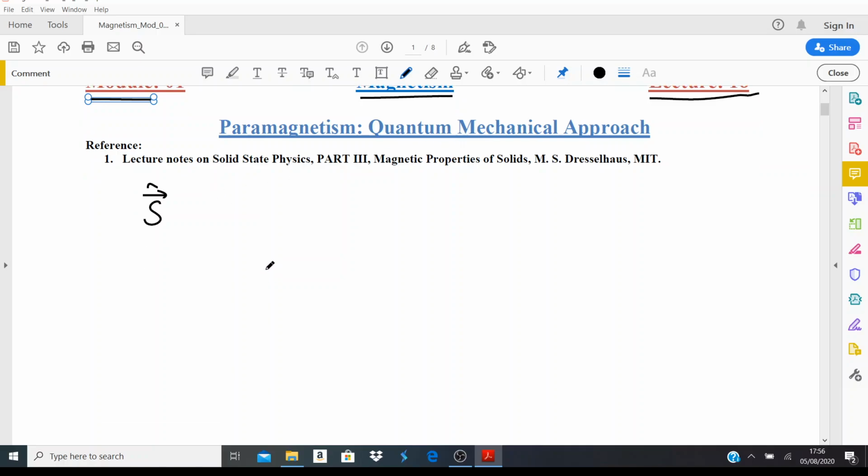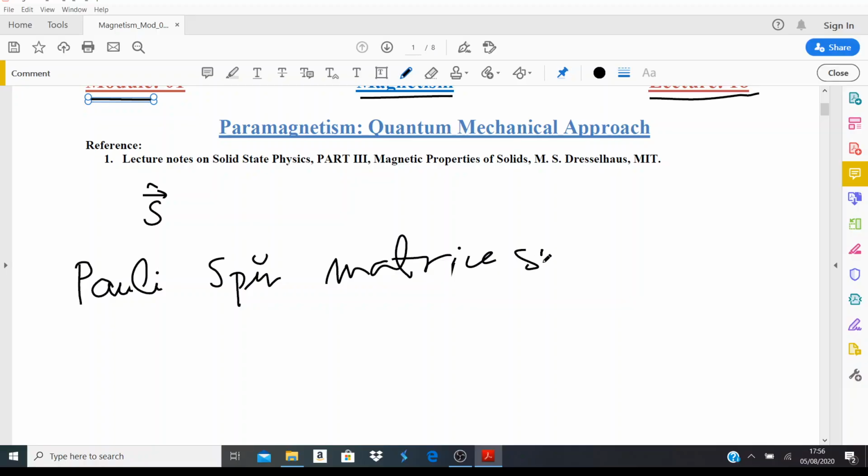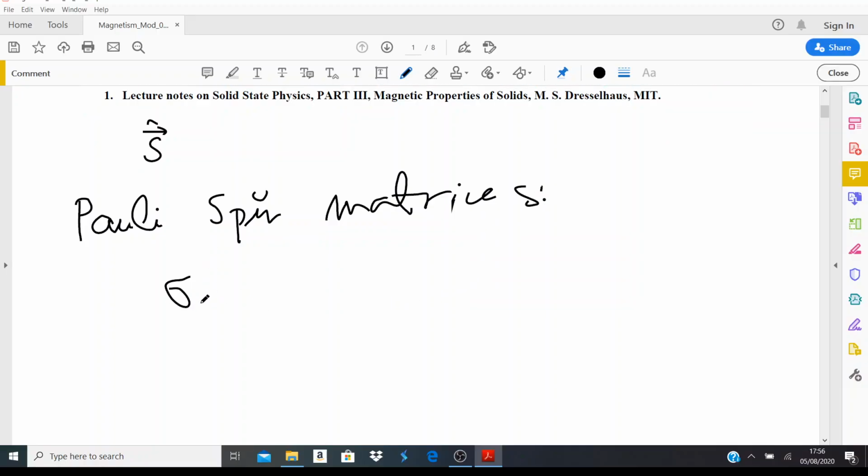Let me first give you three important matrices to understand this operator. Those matrices are usually known as the Pauli spin matrices. And we have three of them. The first one is sigma x. So these are 2 by 2 traceless matrices. So that's sigma x.